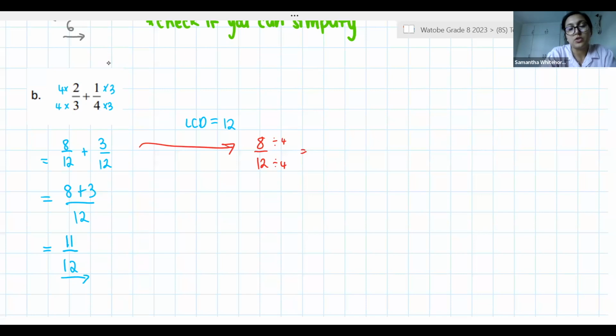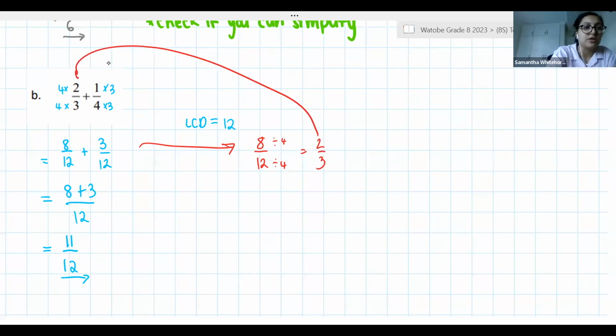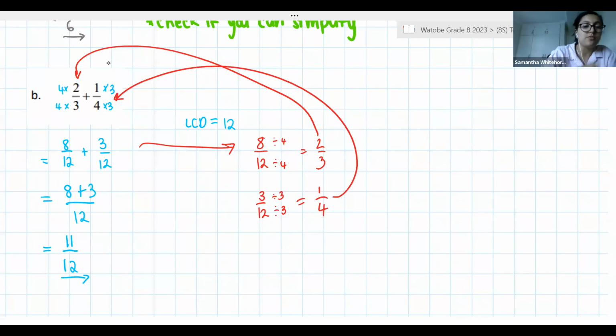So that gives you 2 over 3, which is the original fraction. If you take 3 over 12 and you simplify it, so you divide by 3, you get 1 over 4, which takes you back to the original fraction. So you haven't changed the meaning of the fractions. You have just found equivalent fractions by multiplying by the 4 and by the 3 in order to make your denominators the same. So you absolutely can times by different things because the whole point is to get the denominators the same. I hope that makes sense.